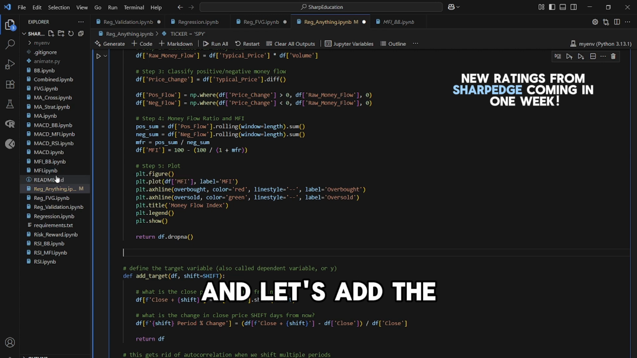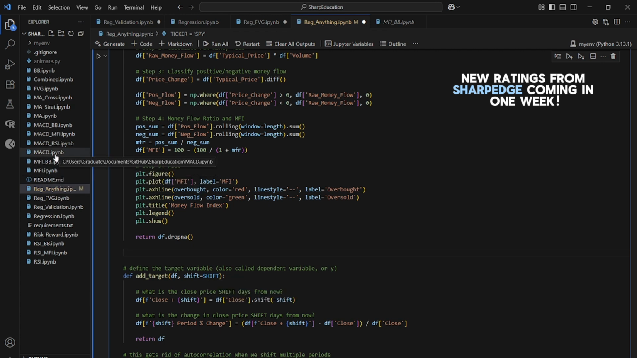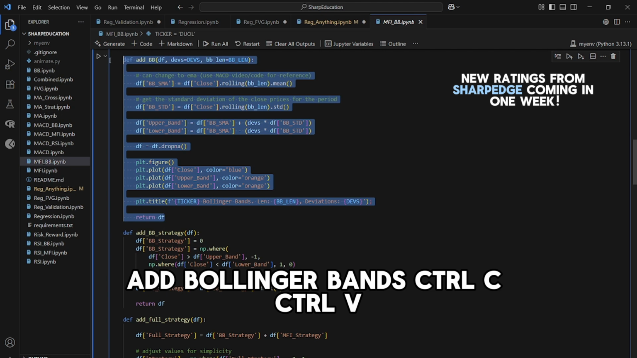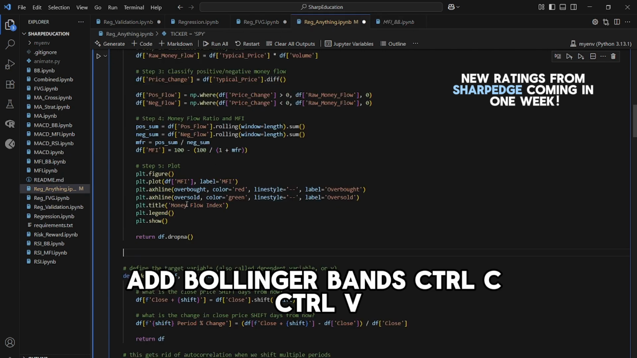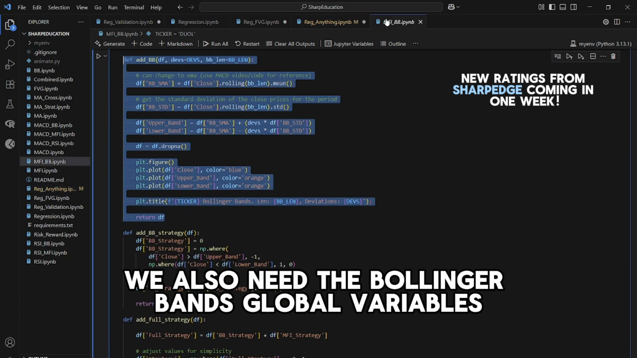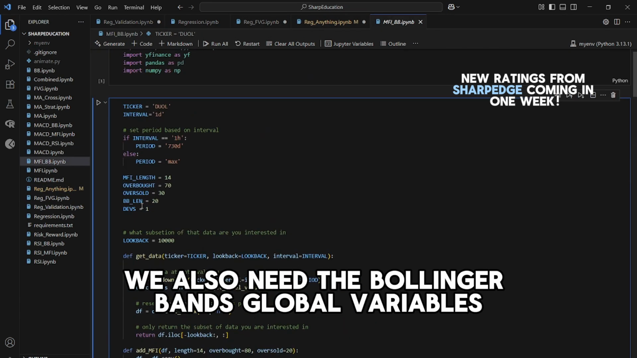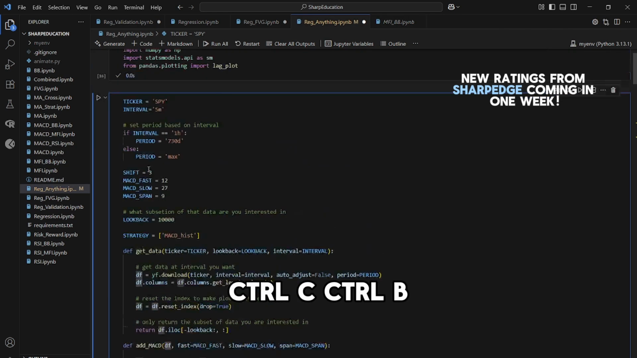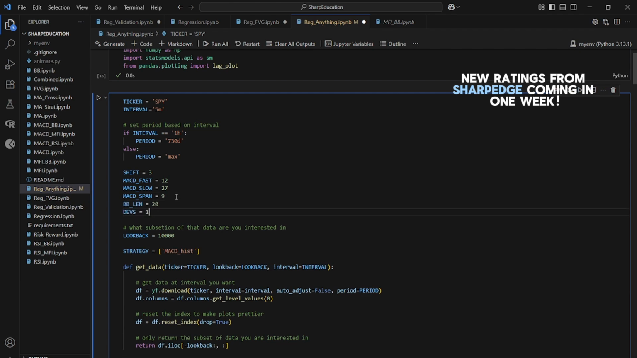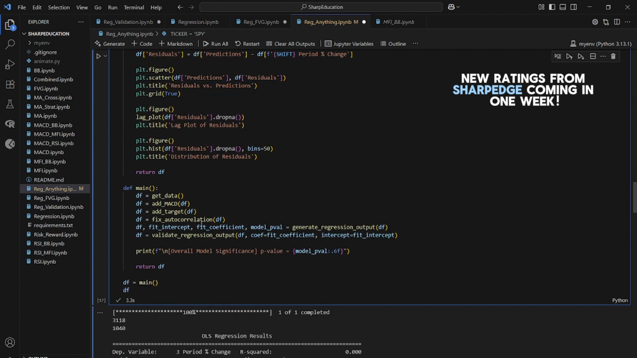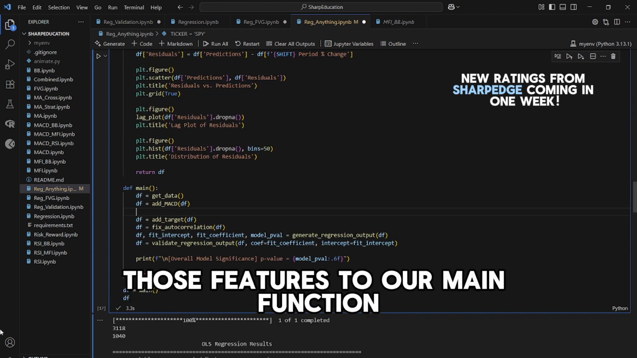And let's add the Bollinger Bands. Add Bollinger Bands. Control C, Control V. We also need the Bollinger Bands global variables. Control C, Control V. Cool. And then we're going to add those features to our main function.